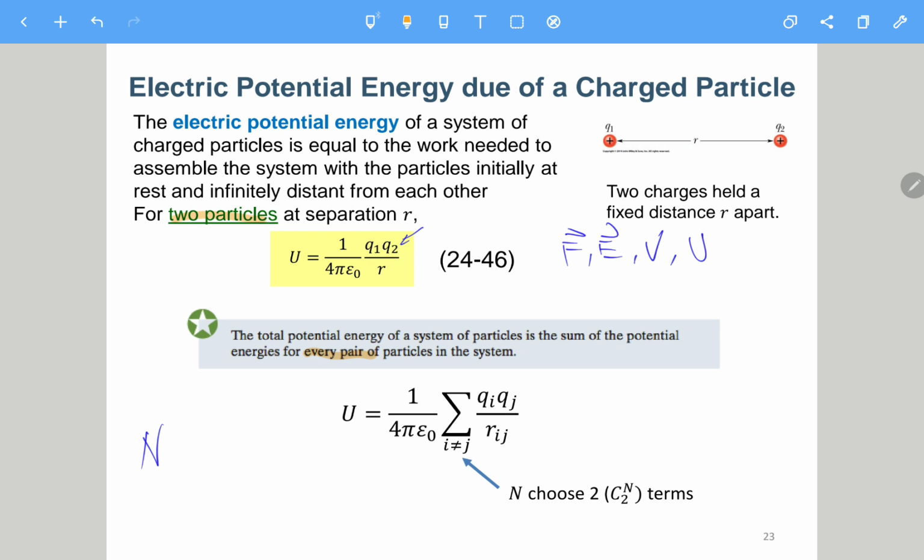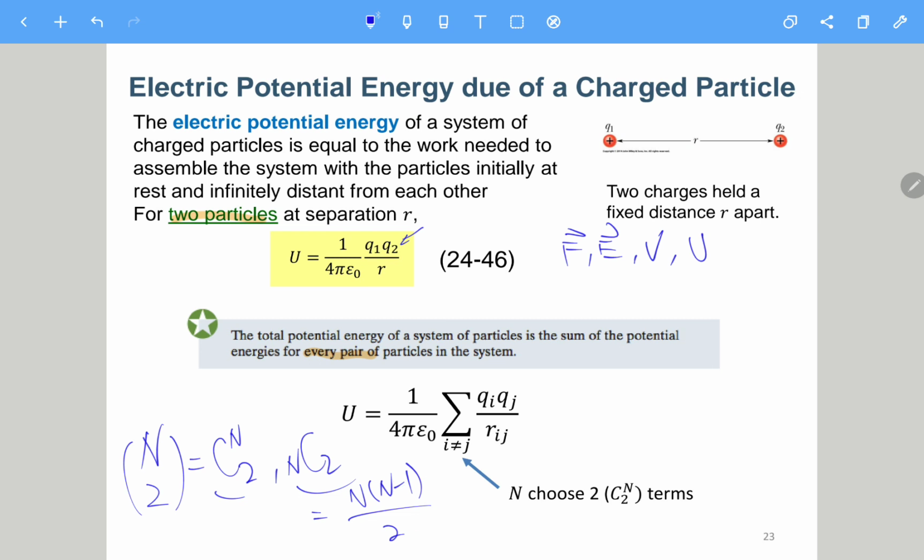Okay, every pair of particles in the system. So if we have n particles in the system, we should have n choose 2 in total. This is one of the notations; some textbooks might use nC2. I don't really know which one you have learned, but it means n times (n minus 1) over 2, or n factorial over 2 factorial times (n minus 2) factorial. At least it should be n times (n minus 1) over 2.